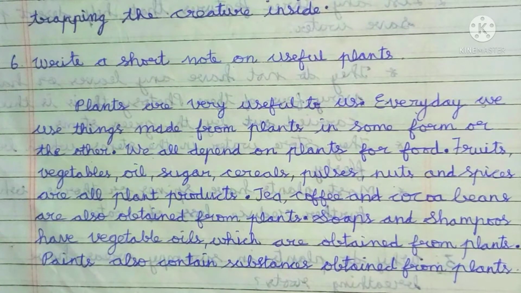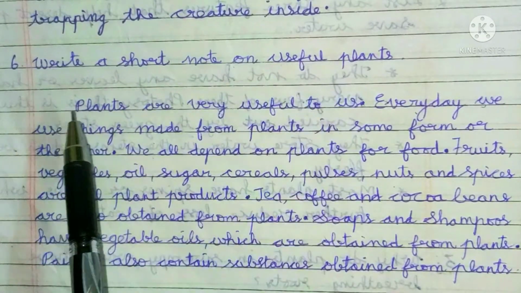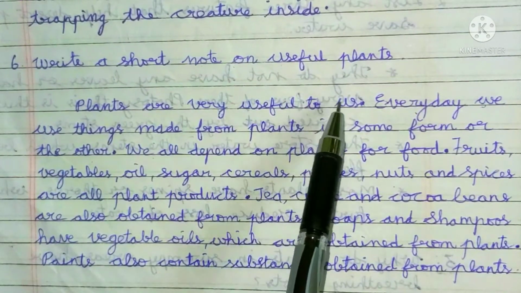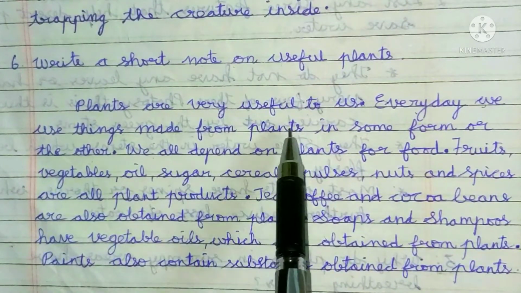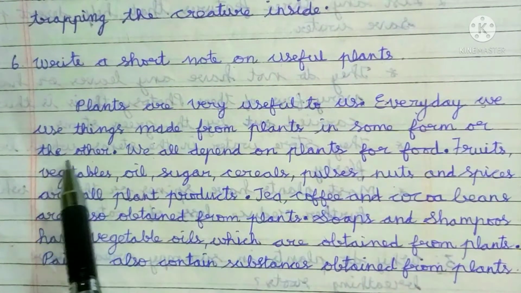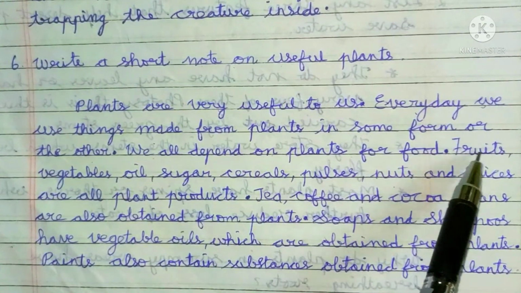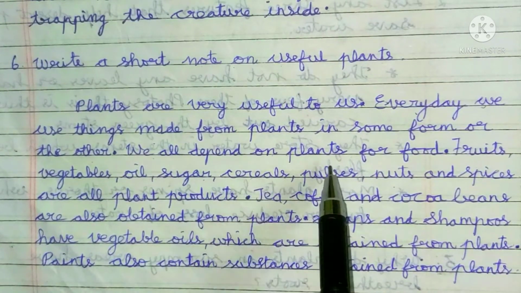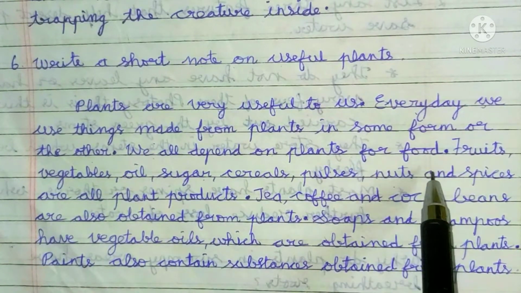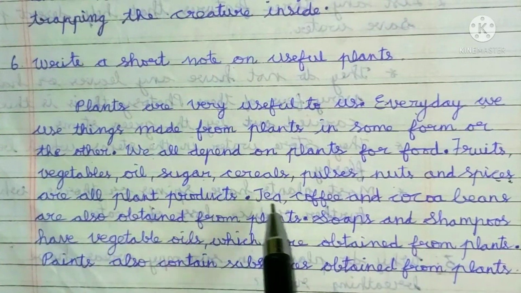I repeat, sixth one. Write a short note on useful plants. Plants are very useful to us. Every day we use things made from plants in some form or the other. We all depend on plants for food. Fruits, vegetables, oil, sugar, cereals, pulses, nuts, and spices are all plant products.